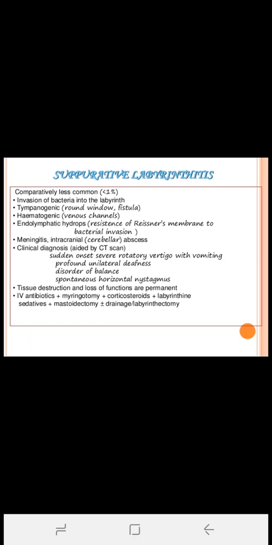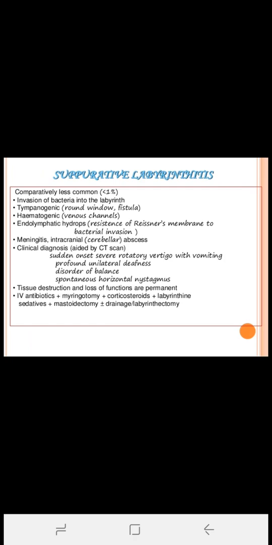It is comparatively less common. There will be invasion of bacteria into the labyrinth, or as I told you, it can be tympanogenic, through the round window or through the fistula. It can be hematogenic through the venous channels. It can be endolymphatic hydrops, that is, persistence of Reissner's membrane to the bacterial invasion. It can be due to meningitis, intracranial or cerebral abscesses also. Tissue destruction will be there and loss of functions is permanent.